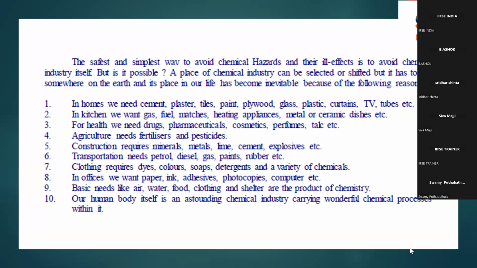So now it is not possible to avoid such chemicals because people are motivated and passionate about them. Now, what can be done? It has to be handled in a careful manner. The place of the chemical industry can be selected or shifted, but it has to run somewhere on the earth, and its place in our life has become inevitable or unchangeable because of the following reasons. So why is it inevitable, why can't we change it?